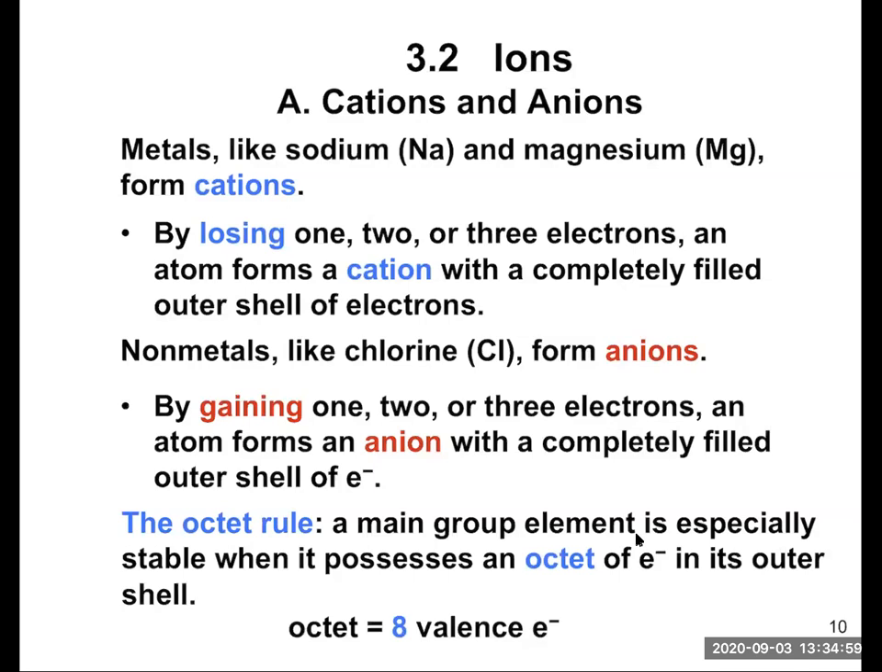The octet rule is basically this rule where an atom is going to have 8 electrons on the outermost shell, the shell with the most energy. Those electrons are called valence electrons. The reason why those electrons are important is because those are the electrons that are going to participate in the reaction. Those are the electrons that are going to form those bonds, whether it's ionic or covalent bond.